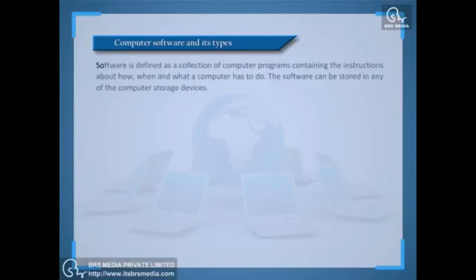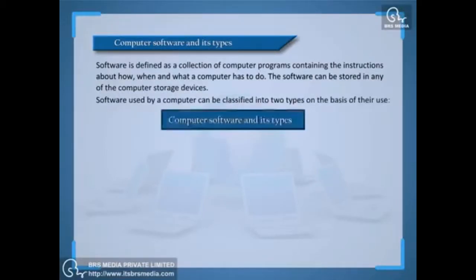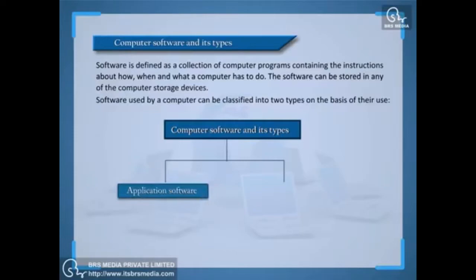Computer software and its types. Software is defined as a collection of computer programs containing the instructions about how, when, and what a computer has to do. The software can be stored in any of the computer storage devices. Software used by a computer can be classified into two types on the basis of their use: application software and system software.